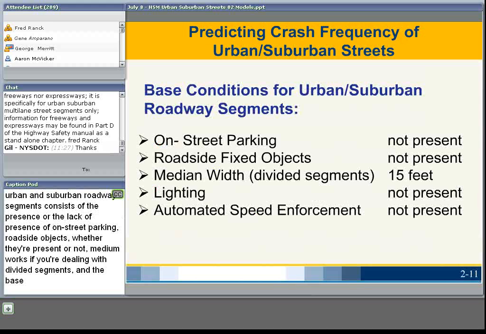What are the base conditions? Well, they're listed here. The base conditions for urban and suburban roadway segments consist of the presence or lack of presence of on-street parking, roadside fixed objects, whether they're present or not, and median width, if you're dealing with divided segments. The base condition for median width on a divided segment is 15 feet. The 4th base condition is lighting, whether it's present or not. Then the 5th one is automated speed enforcement, whether it's present or not. Each of these has a CMF that will be discussed in the next session with Fred.